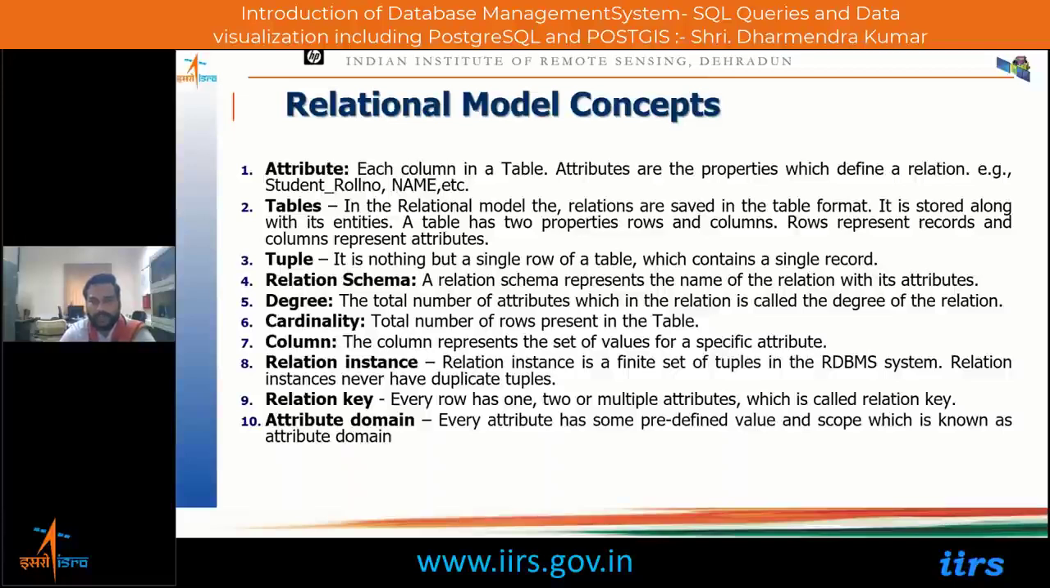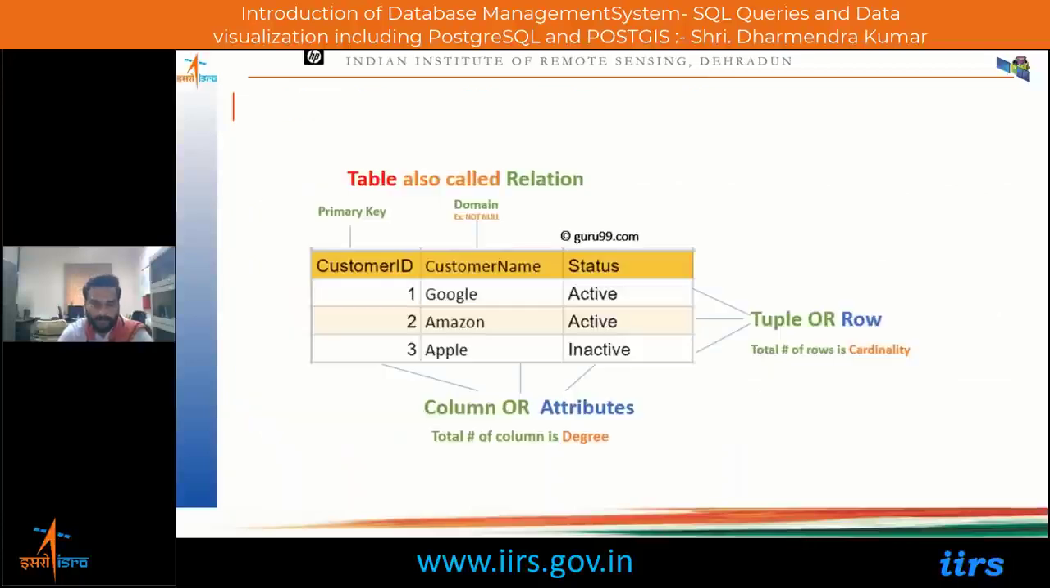So the age attribute has the domain of 0 to 100, and it could be only numerical. So this is what values we can hold for that column. This is known as attribute domain.